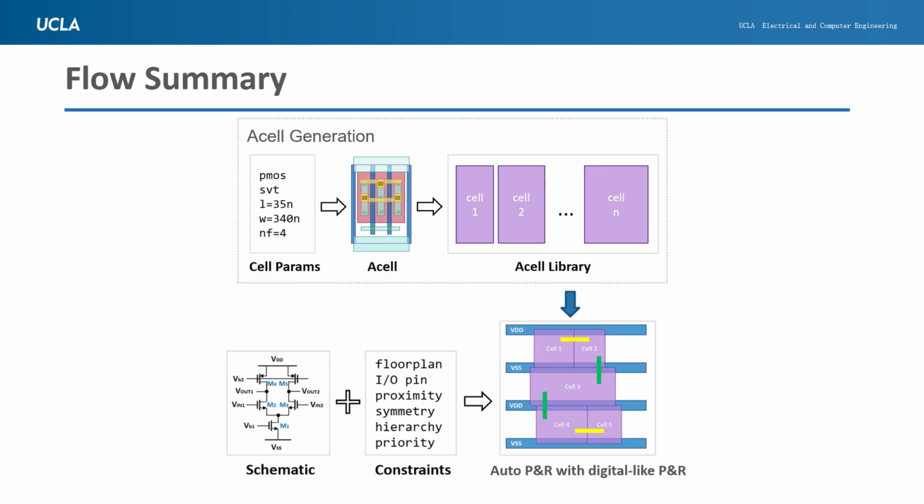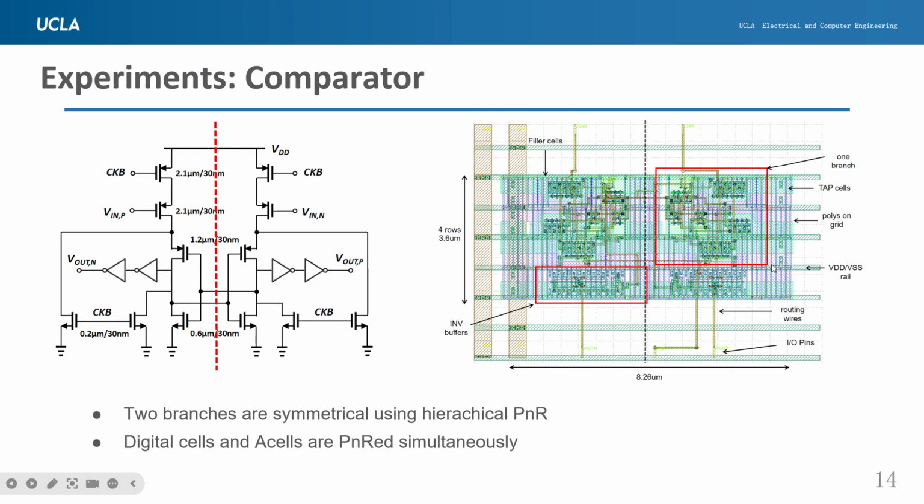The engineers or the users will have flexibility or degree of freedom by manipulating all kinds of constraints such as symmetry, proximity, floor plan, priority, and so on. Okay, so lastly we will demonstrate a couple of experimental results. So first is the comparator.